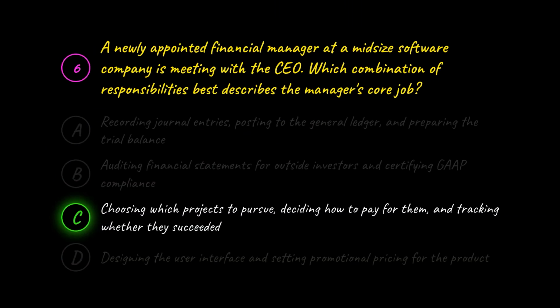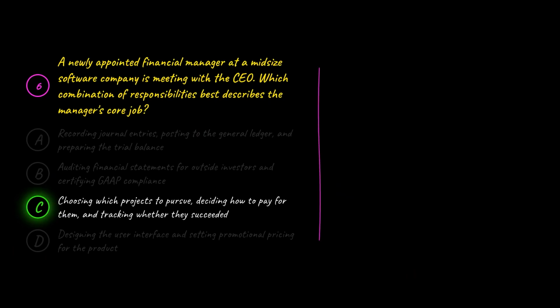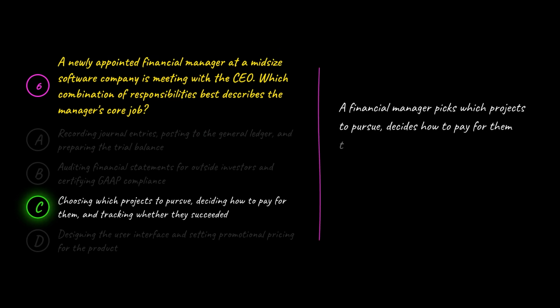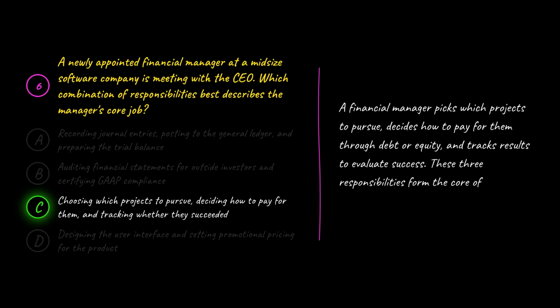The correct answer is C. Choosing which projects to pursue, deciding how to pay for them, and tracking whether they succeeded. C is correct because a financial manager picks which projects to pursue, decides how to pay for them through debt or equity, and tracks results to evaluate success. These three responsibilities form the core of corporate finance leadership.